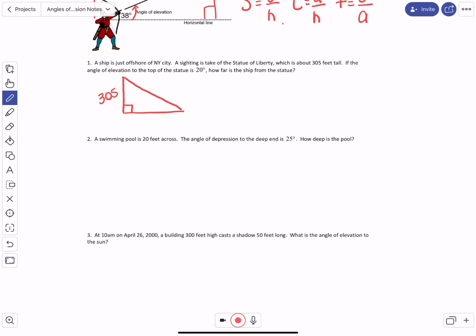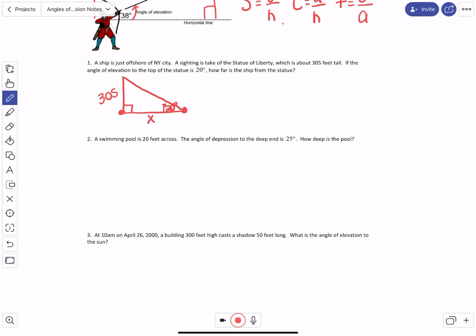The angle of elevation. So remember, the angle of elevation is going up. The ground up, or actually, in the water. So there's our angle here. Is 20 degrees. So there's our 20 degrees. How far is the ship from the statue? Okay, so here's like the base of the statue. Here is the ship. We want to know how far it is here.